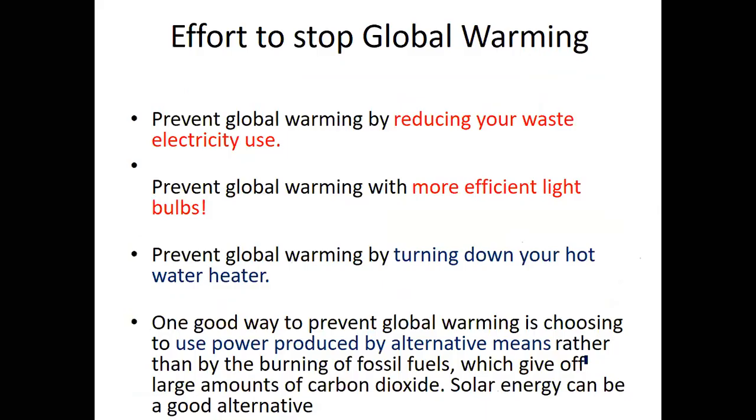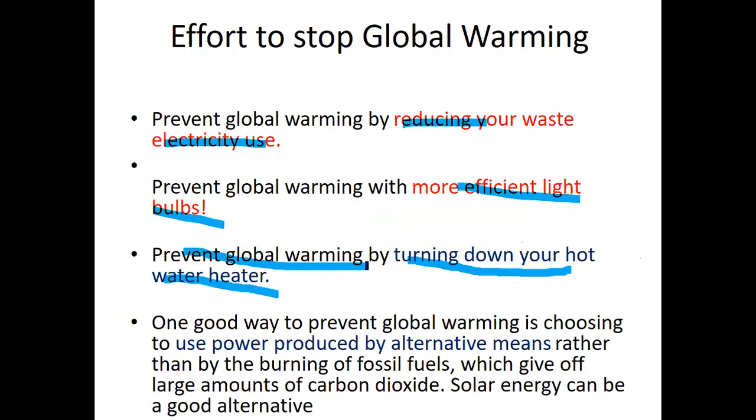So this is just a summary about those things. We can prevent global warming by reducing our wasteful electricity use. And once we use more efficient light bulbs, again we can prevent global warming. And by turning down your hot water heater or air conditioner, we can prevent global warming. And by using power produced by alternative means rather than by burning fuels, we can reduce the emission of carbon dioxide.